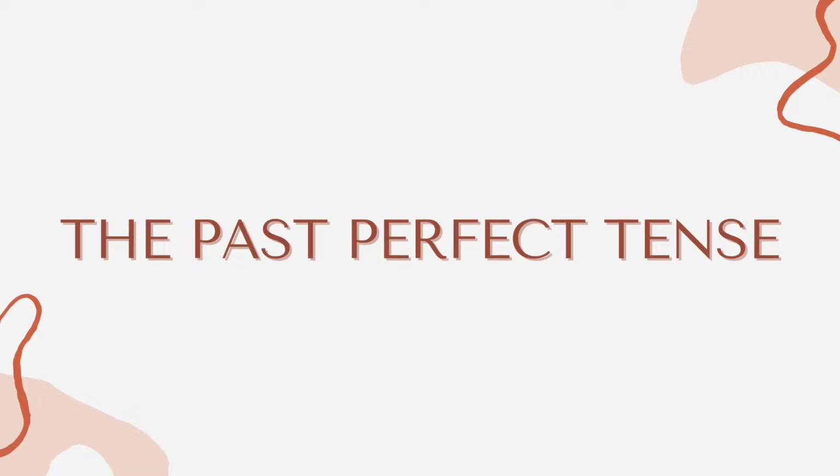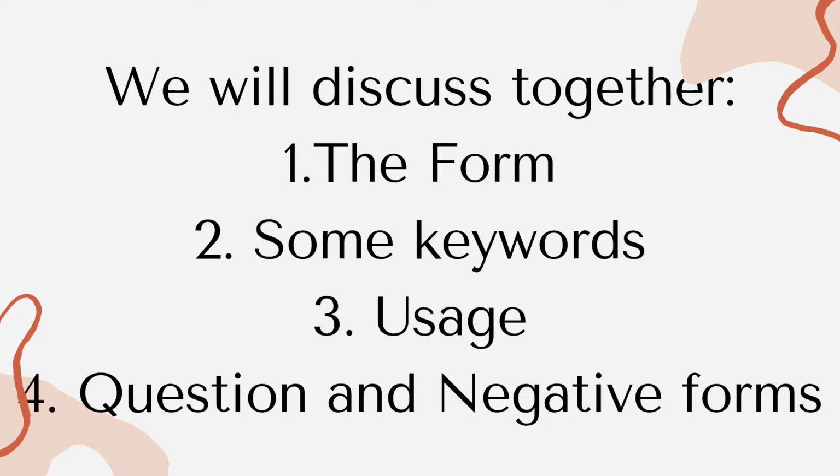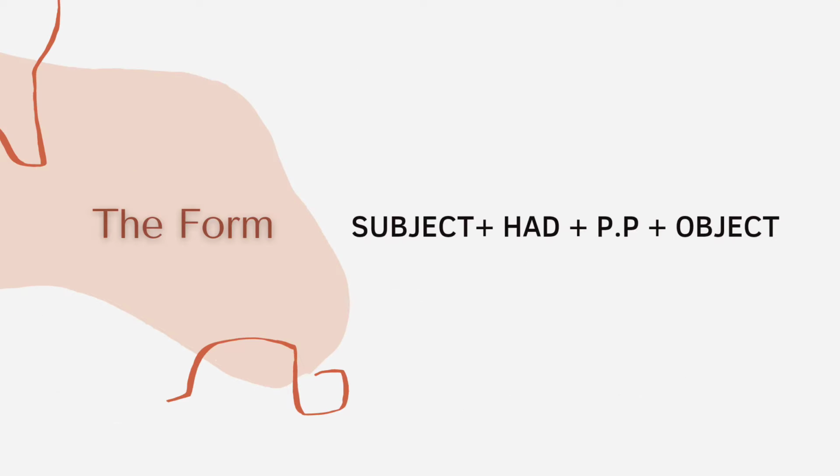Today we are going to learn the past perfect tense. As usual, we will discuss together the form, some of the key words, the usage, and the question and negative forms. Let's begin with the form. The form is so simple. We just put the subject plus had plus the past participle plus the object.